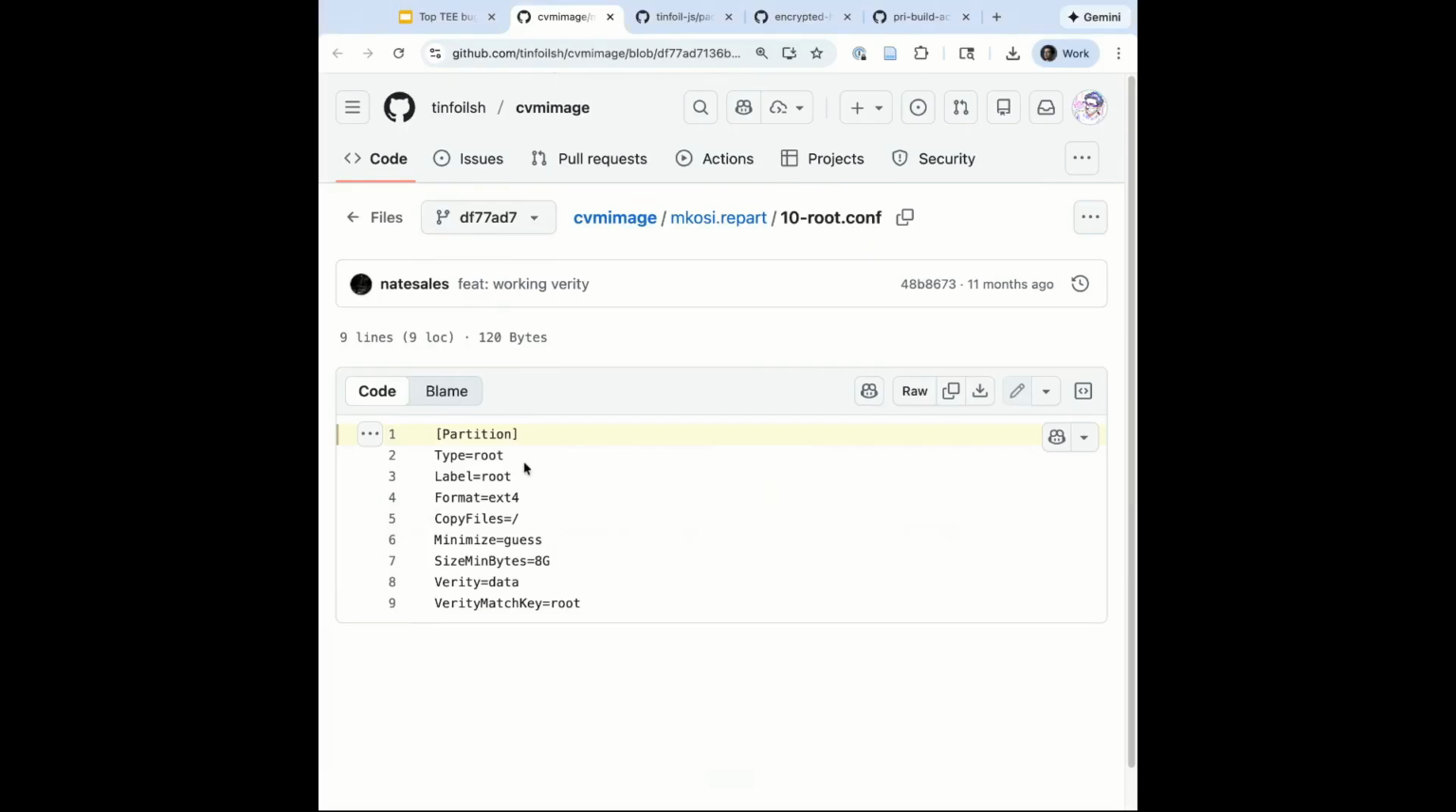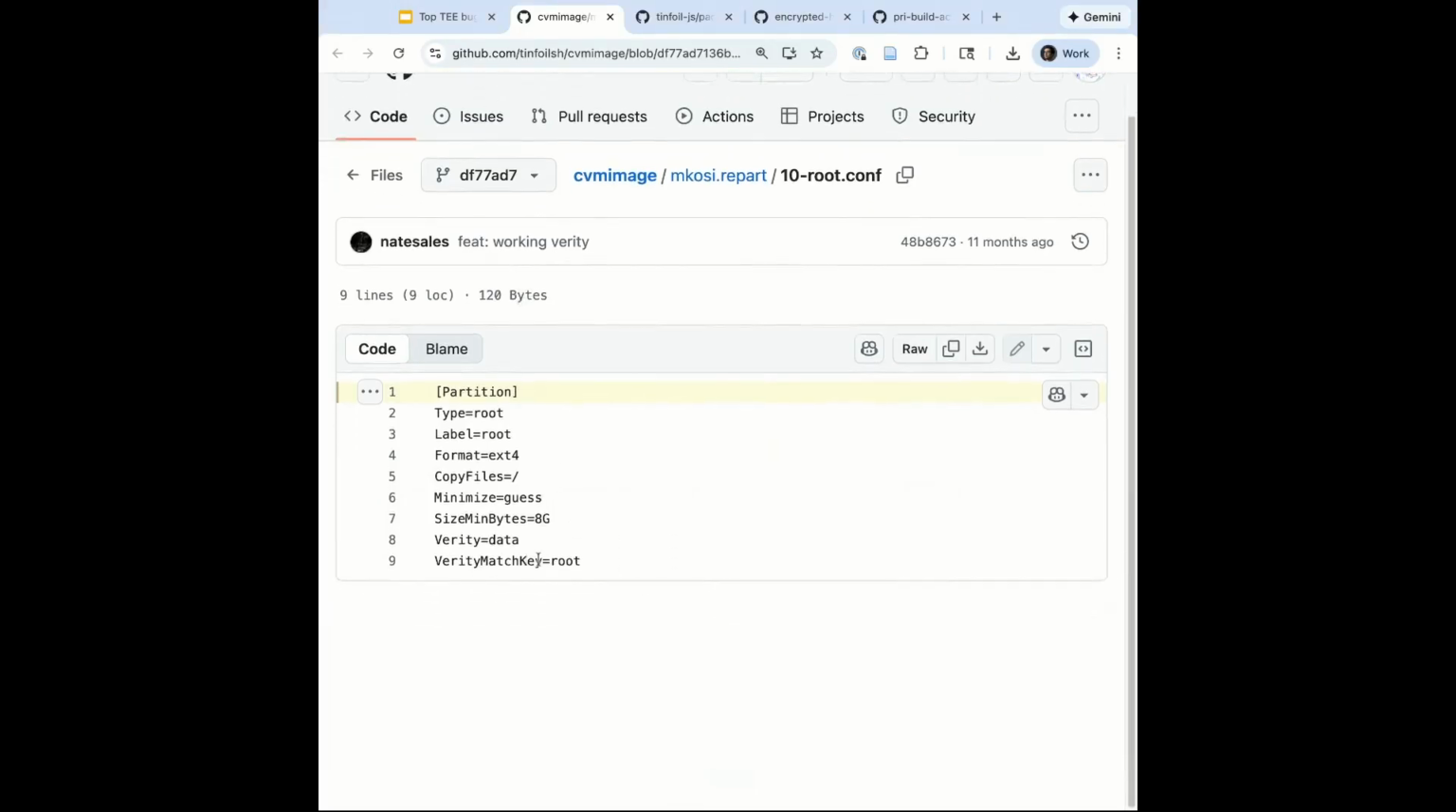And so you can specify your partitions, and then you can encode the idea that you want this root partition to have an associated Verity partition, which encodes metadata for Verity and all the intermediate hashes. And then this Verity match key matches up the auxiliary disk with the main disk. So they do that pretty well.